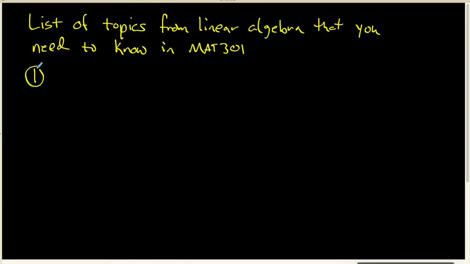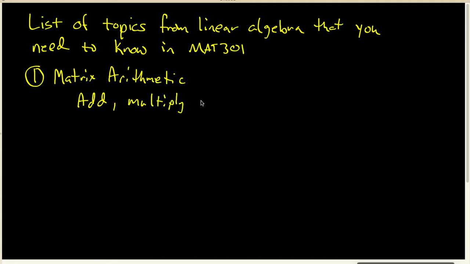The first thing that you really need to know from your sophomore linear algebra course is matrix arithmetic. And what I mean by this is you really need to be able to add and multiply compatible matrices together. You should also know about scalar multiplication.